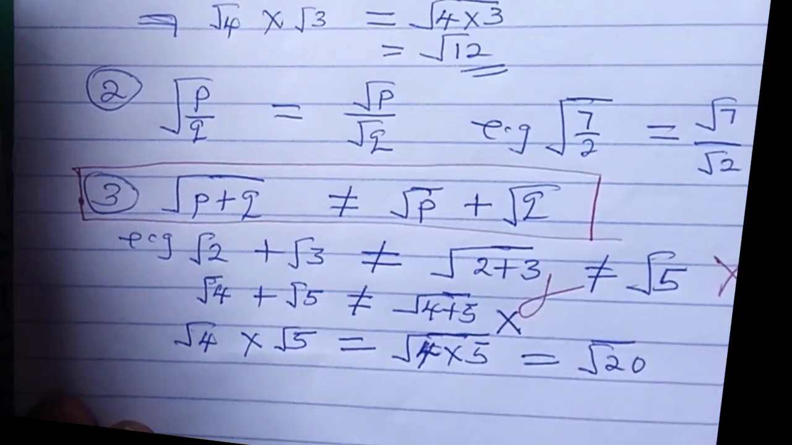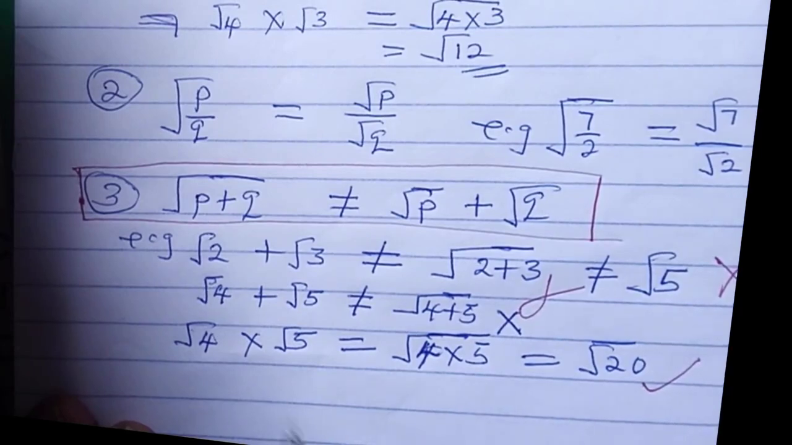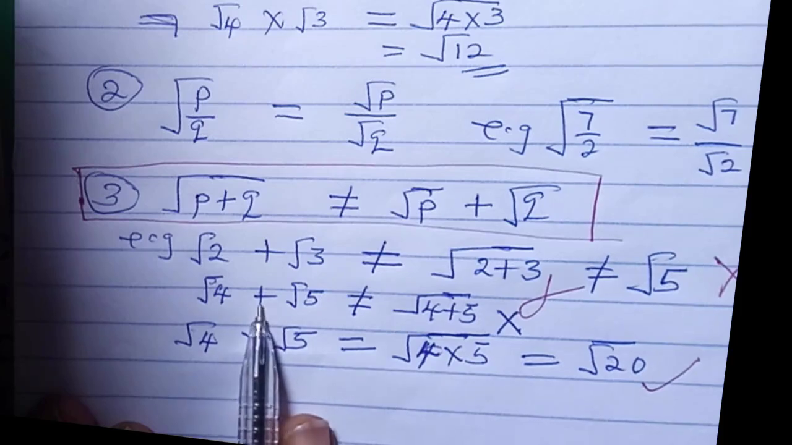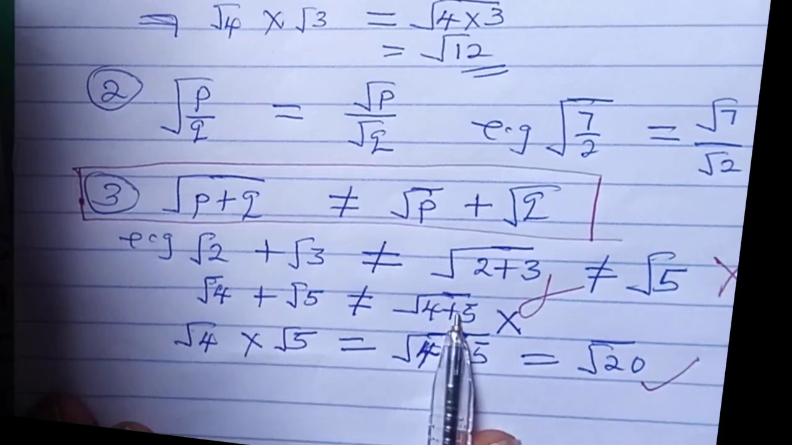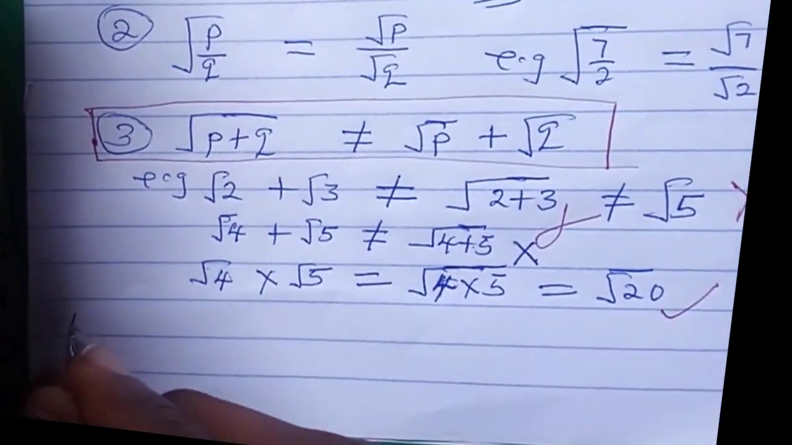Very, very correct. Is that clear? If it is times, this can hold. But if it is plus, take note, it cannot hold. That is rule number 3. Very important rule. Now, let's look at the last rule, which is rule number 4.